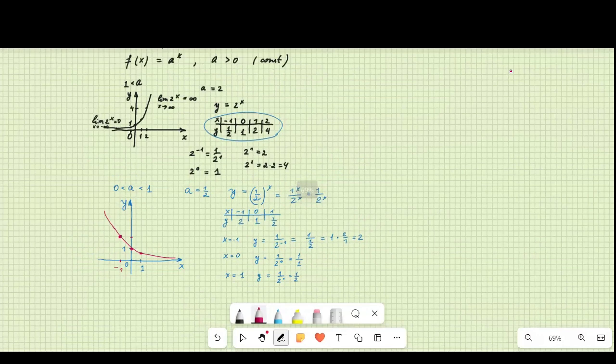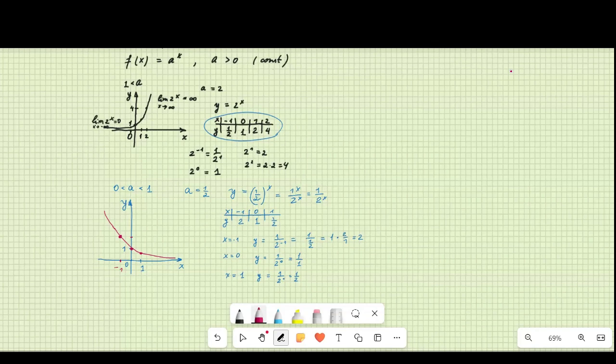If you compare my first graph and second graph, besides being a little bit different in size, they look like a reflection of each other about the y-axis, and that's actually going to be true. So if your A's are reciprocal fractions or reciprocal numbers, they are going to produce graphs which are reflections about the y-axis.